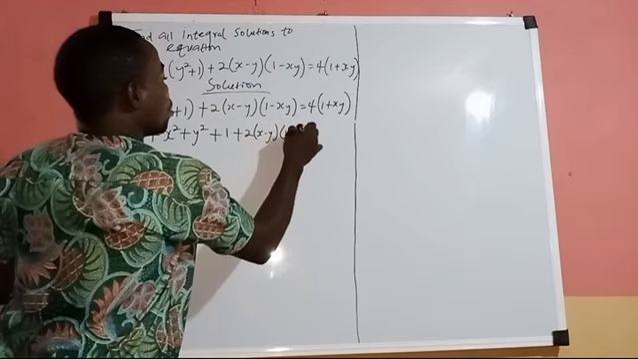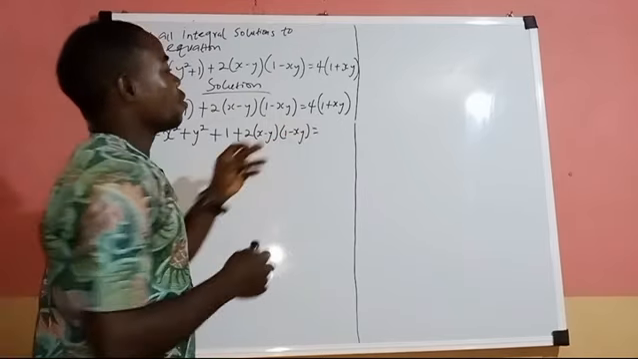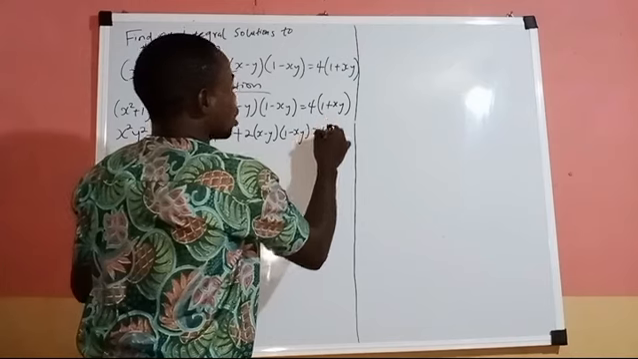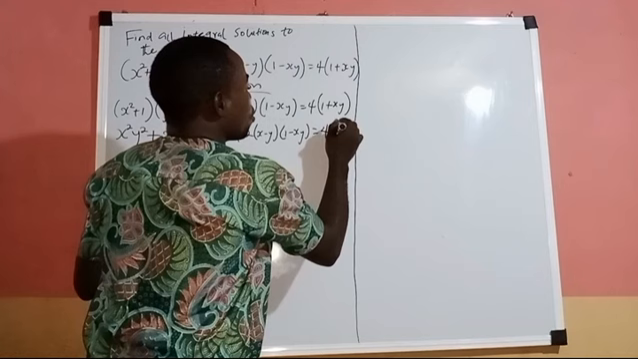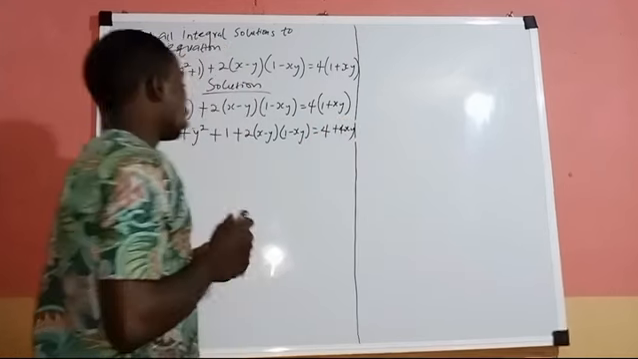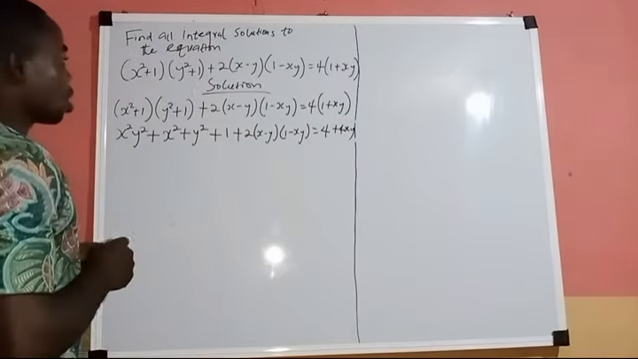Then on the other side of the equation, we open this bracket right here. So 4 times 1 is 4, then plus 4 times xy gives us 4xy. Okay, so it's looking simpler now.